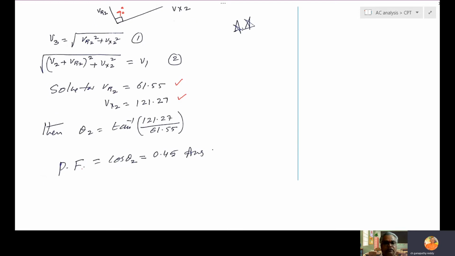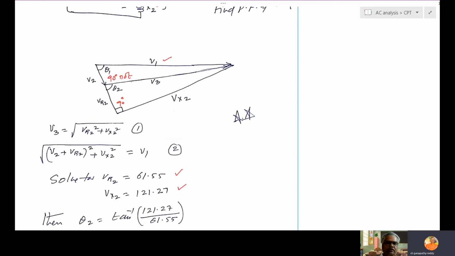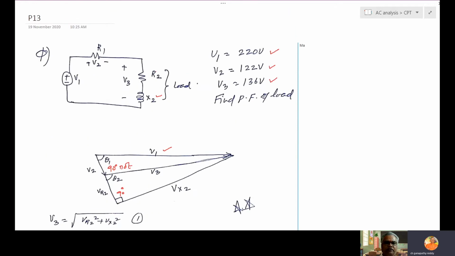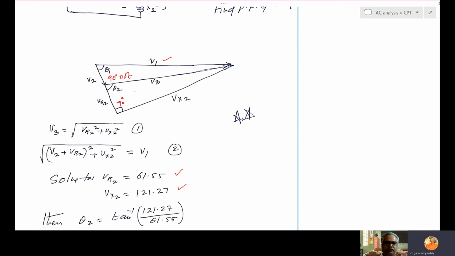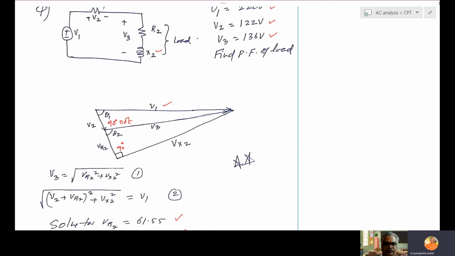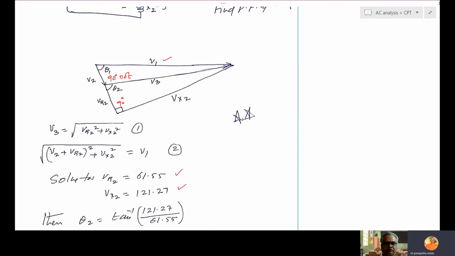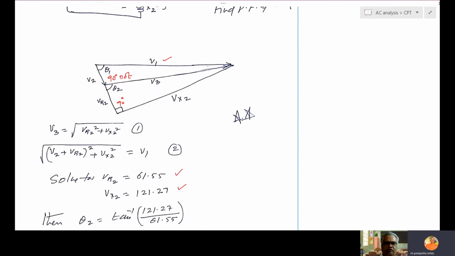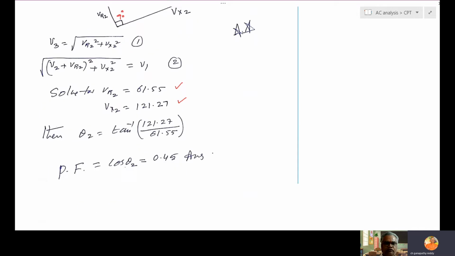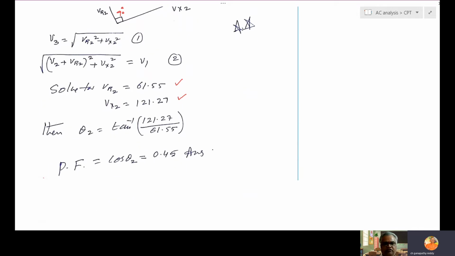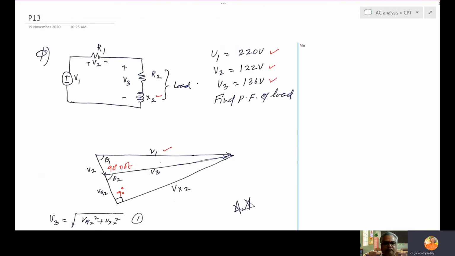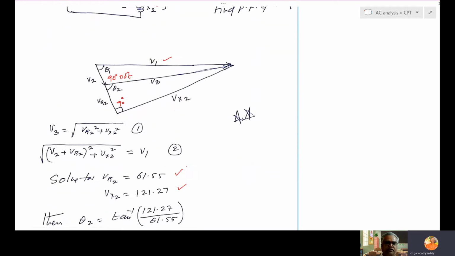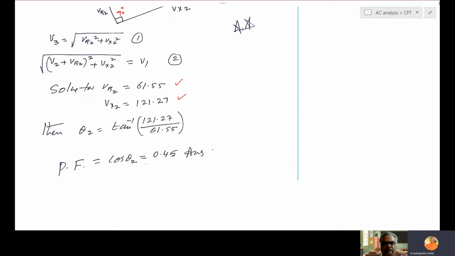But what is being asked? Load power factor. This forms the load only, right? This is the load R2, X2. So the angle between R2 and X2 is nothing but theta, and cos theta is the power factor. But here the R2 value and X2 value we don't know. But with the help of this triangle, this theta 2 is important. So finding theta 2, cos theta 2 is nothing but the power factor. So that is the specialty of this problem. This phasor diagram is important, and once you understand these equations, we get the solution.